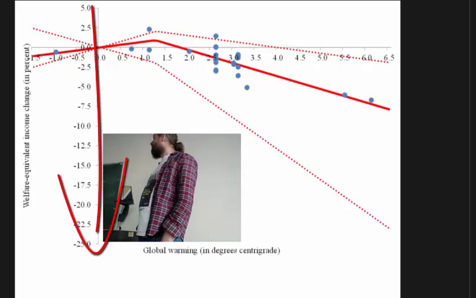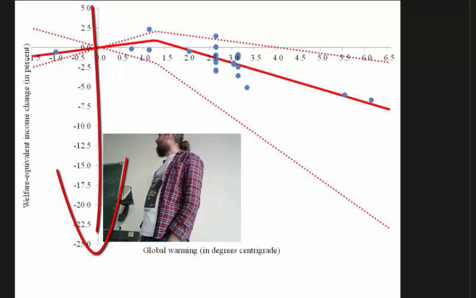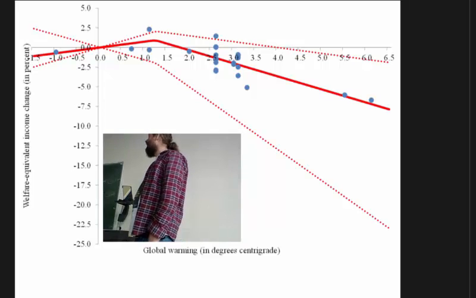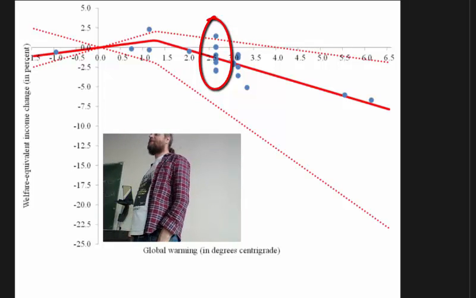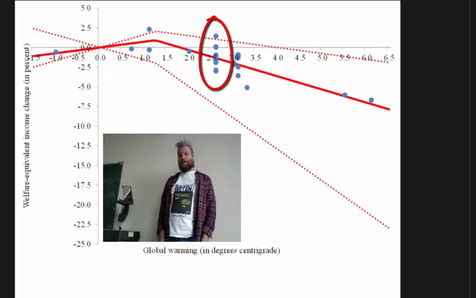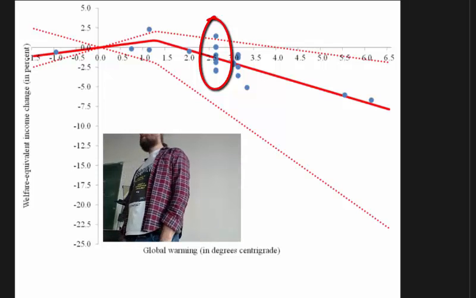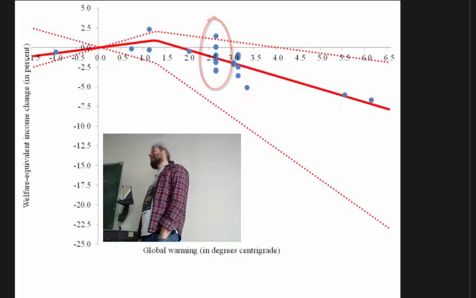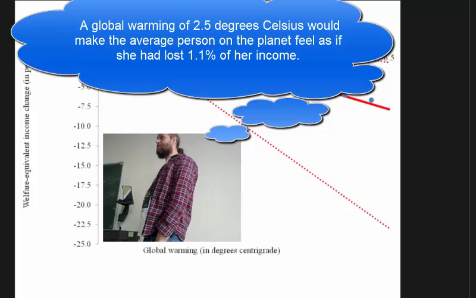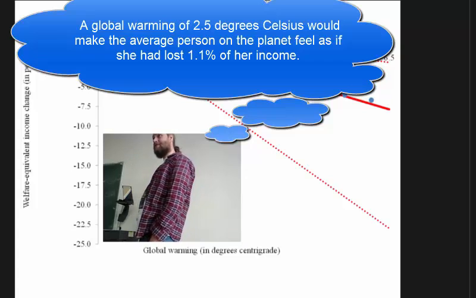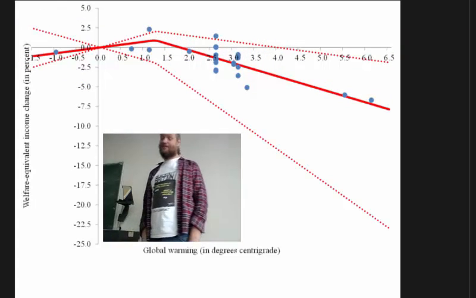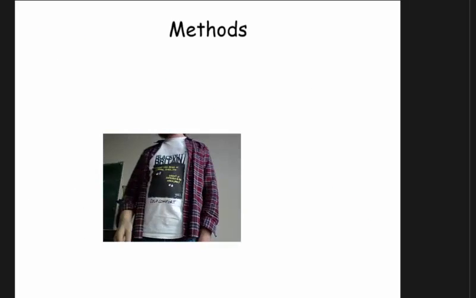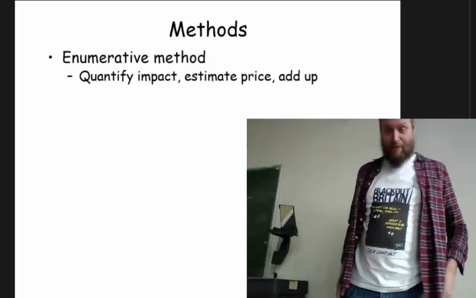And then the vertical axis is the welfare equivalent income loss. So one way of reading this graph is if you focus on the 2.5 degrees, is that a global warming of 2.5 degrees Celsius would make the average person feel as if she had lost 1.1% of her income. And 1.1 is the average of the blue dots around here. So that is the information that is contained in this graph. First question that you might ask is, where did these numbers come from? What methods did people use?